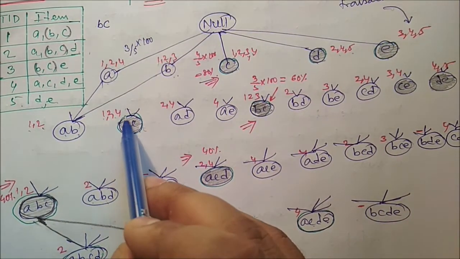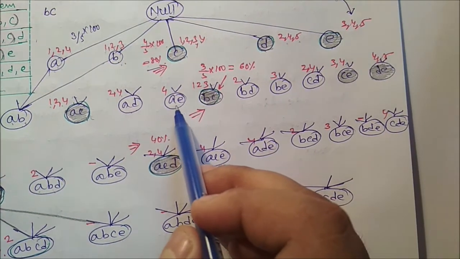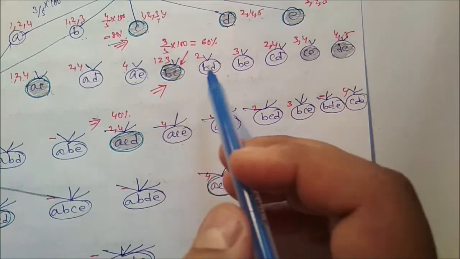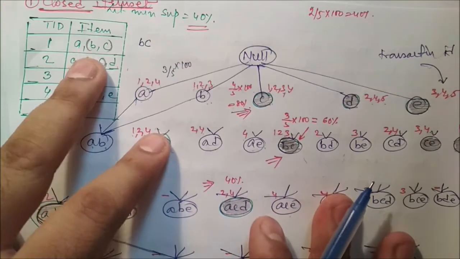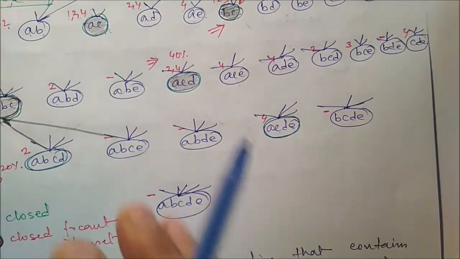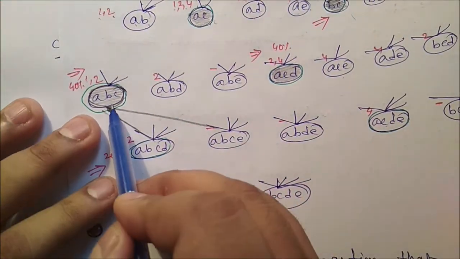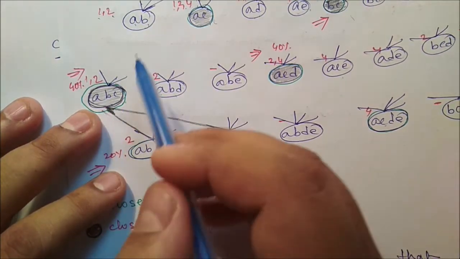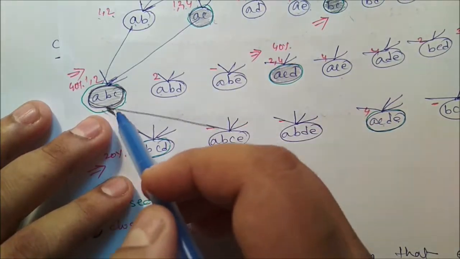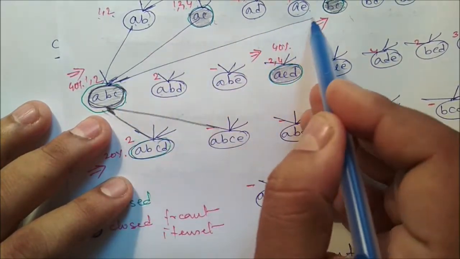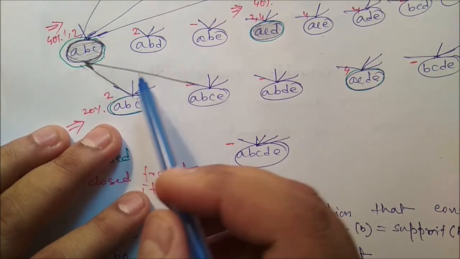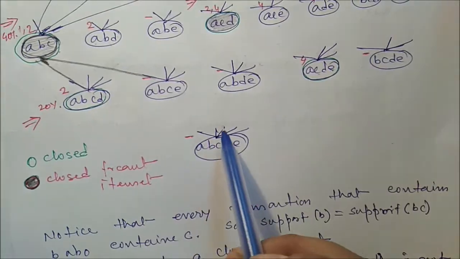Similarly, AC in 1, 2, 4, AD 2, 4, AE 4, BC 1, 2, 3. So BC in 1, 2 and in 3, and so on. Similarly, we can get the 3 item sets. So ABC, from AB, from AC, and from BC. Similarly, we can get the ABCD 4 item set from the 3 item sets, and so on.